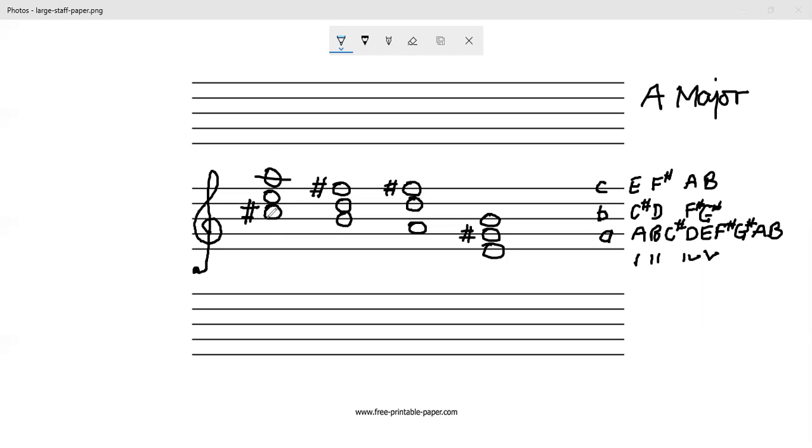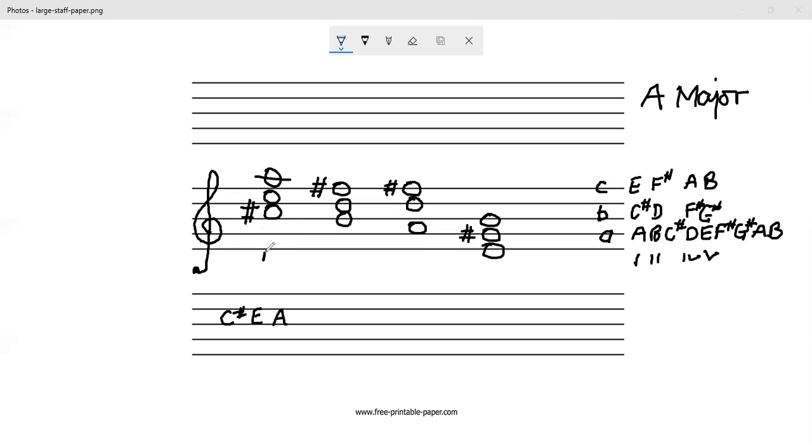So I'm going to write the notes out underneath. It's got a C sharp, it's got an E, and it's got an A. So I come along to my chart and say, which one of those is it? Well, it's got a C sharp here, it's got an E, it's got an A. So it's chord number 1.